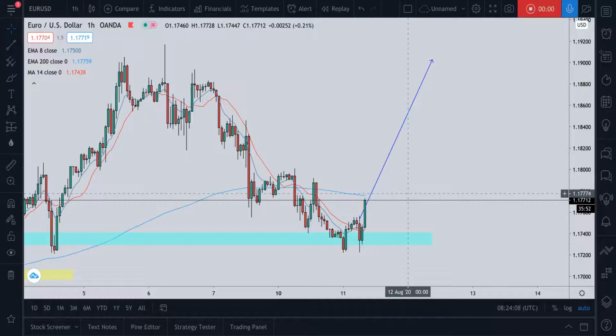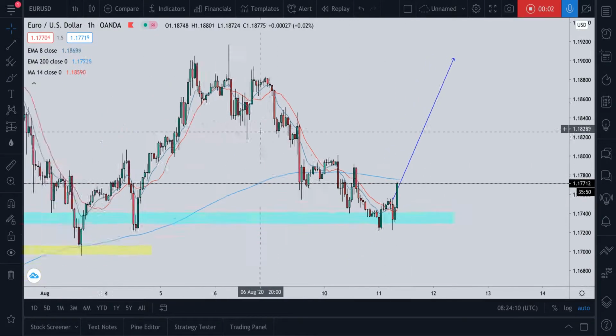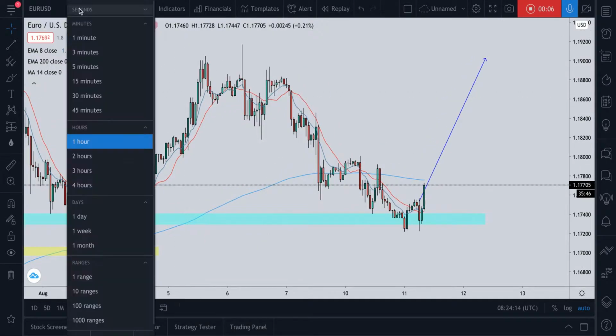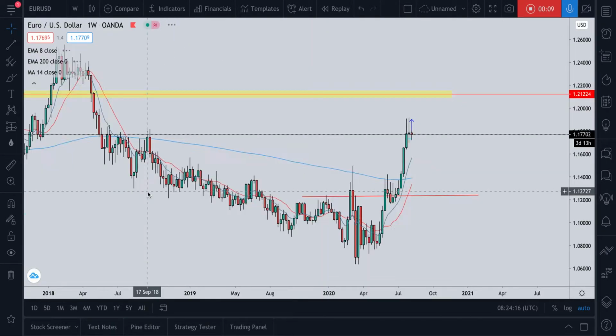I've been tracking USD for long positions and I've been waiting since last week. So one good trade setup has just formed. So I'll break it down for you. We're going to start from the weekly perspective.